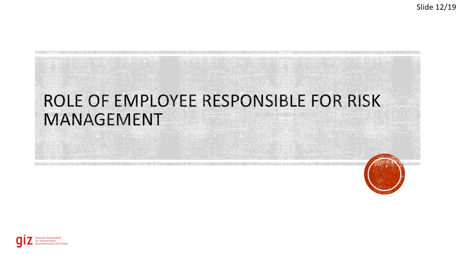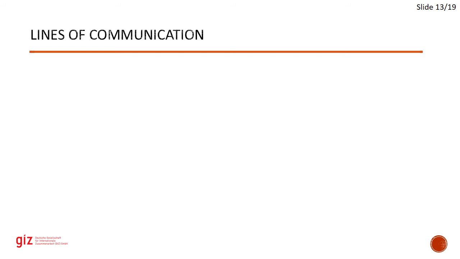Until now, we mainly discussed emergency preparedness on the ground by the guide. That is arguably also the most important part to get right. However, the role of the employee responsible for risk management in your company is also very important. Let's briefly look at the lines of communication when an emergency happens.